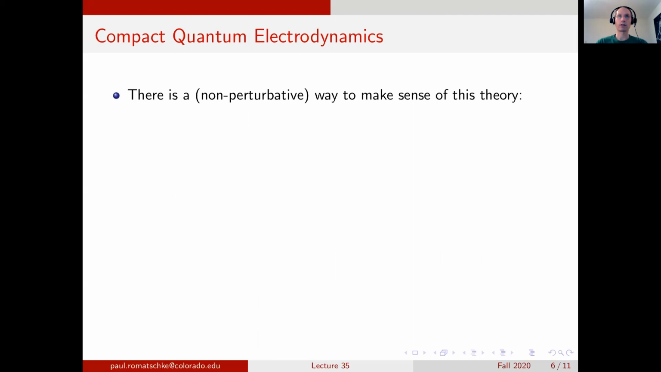Of course, there are ways to deal with infinities. We have learned about renormalization in this class.